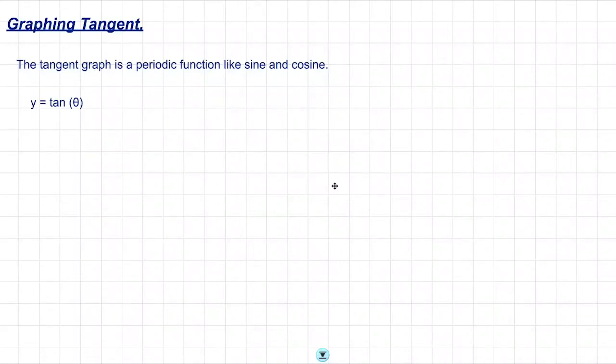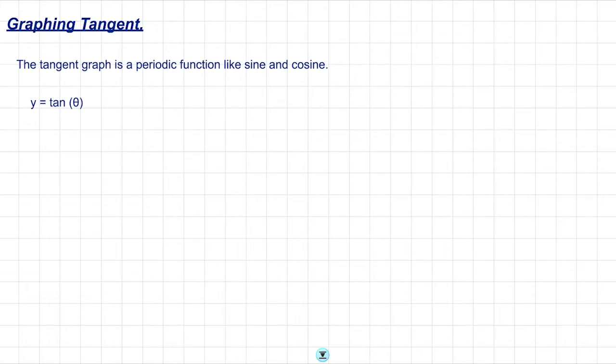Graphing tangent assignment. In our unit, we've explored the graph of sine and cosine extensively. And so what we want to talk about is the tangent graph. We haven't done any work with the tangent graph at all, so this is just an exploration of that.